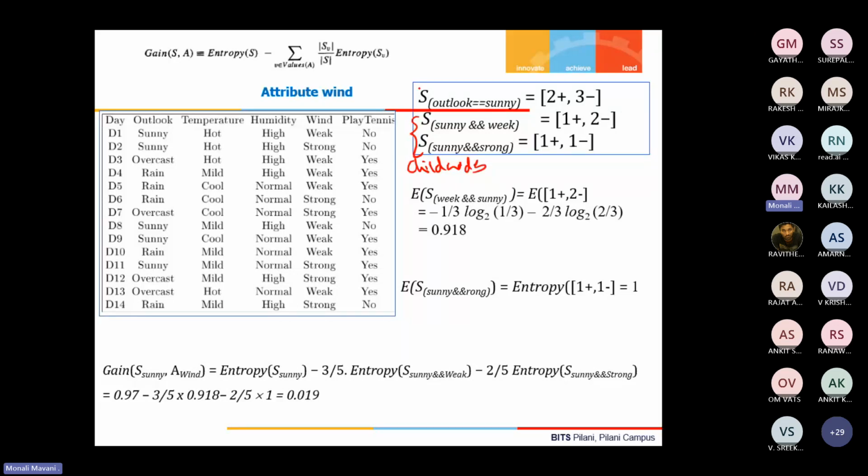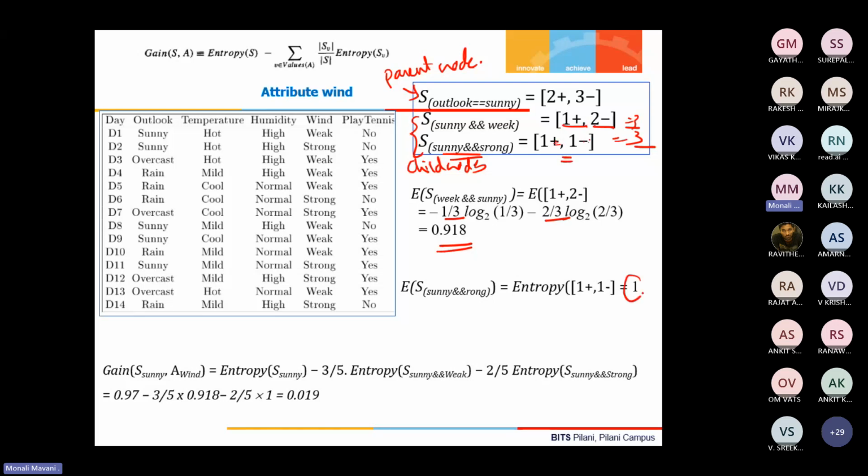And this is the parent node for the sunny branch. Okay, so weak and sunny, it is the same: 1 plus, so this is 3 out of 3. So it's 1 by 3 and 2 by 3. Positive class 1 by 3, negative class 2 by 3. Calculate. For sunny and strong, you don't need to calculate anything because both of them have got equal representation.